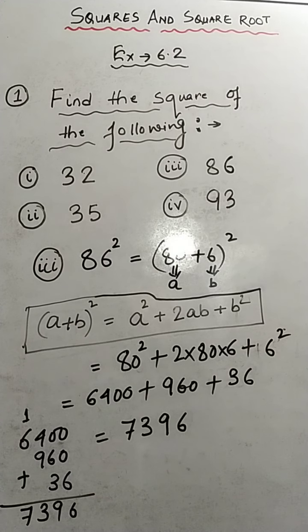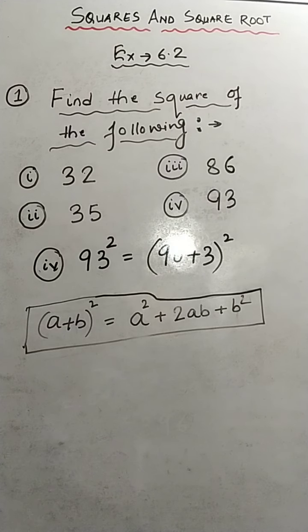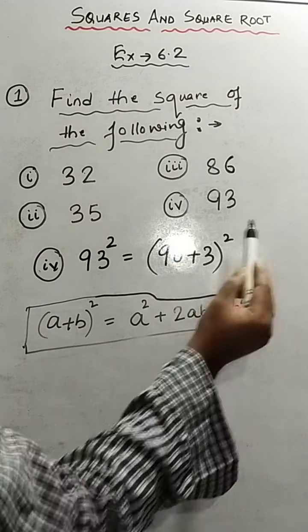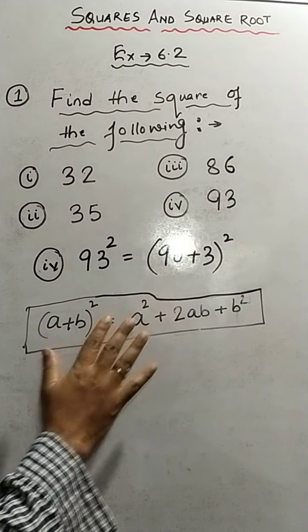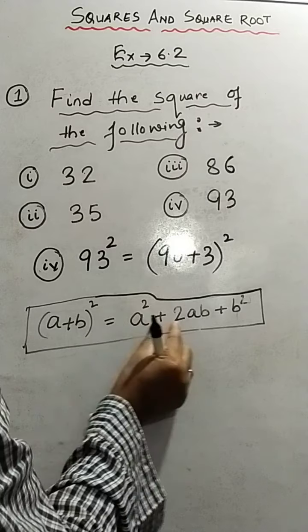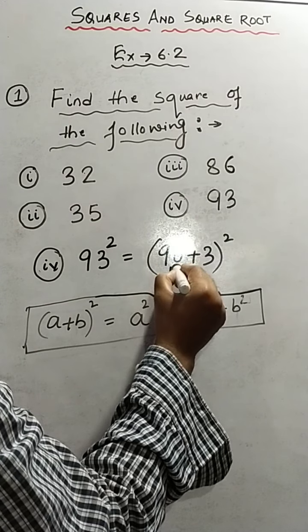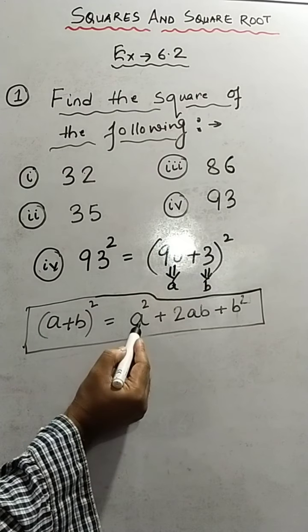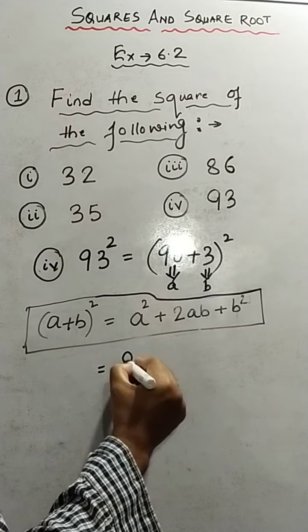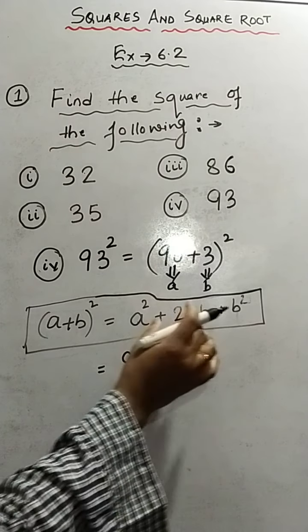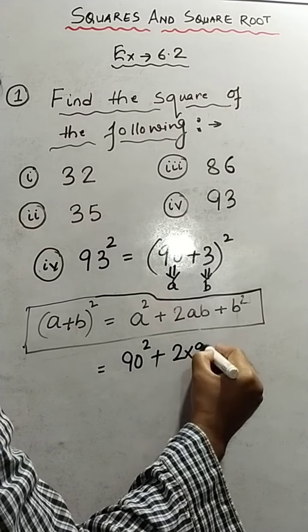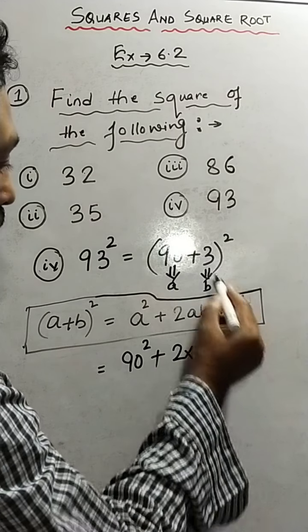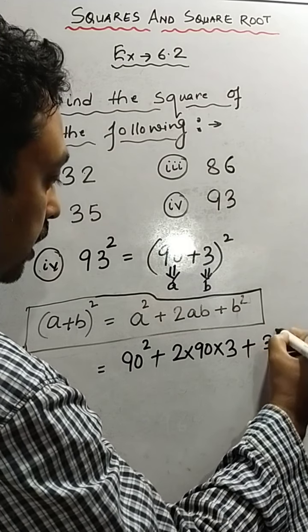That is sum number 4. In sum number 4, we have 93 square. So 93 can be written as 90 plus 3 whole square. For this also we'll use the same identity, a plus b whole square, that is a square plus 2ab plus b square. Now we'll consider 90 as a and 3 as b. A square means 90 square, plus 2 into 90 into 3, and finally plus b square, so 3 square.